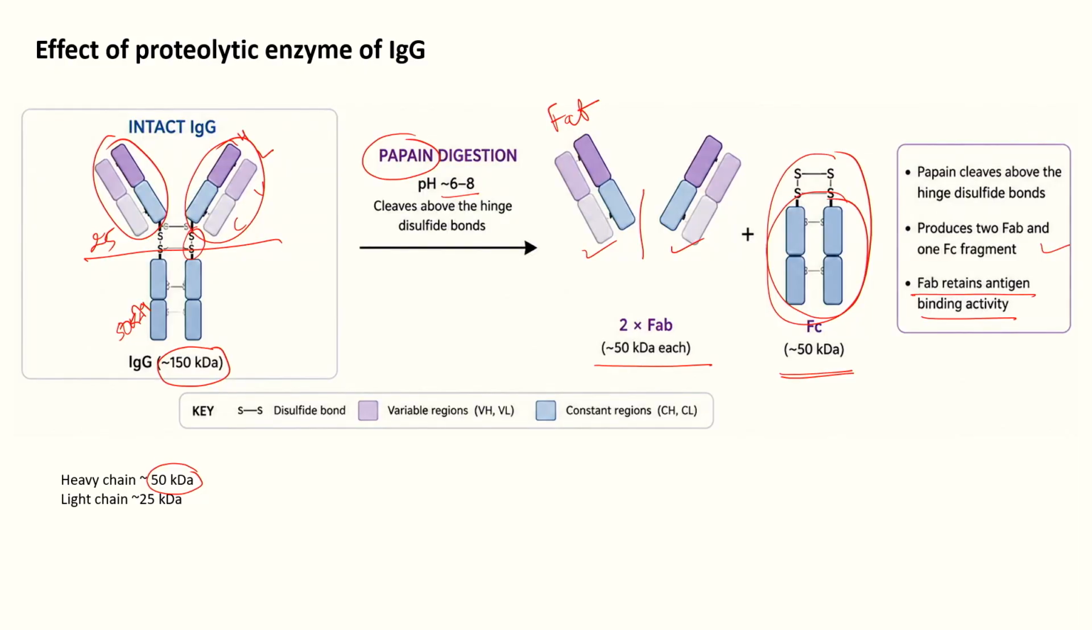When it is digested with a particular protease, it can give us 3 fragments, 2 FAB and 1 crystallization FC fragment, each approximately 50 kilodalton in size. When you run a gel, since these are of the same size, we can see a very thick, intense band at 50 kilodalton, which is a mixture of 2 FAB and 1 FC fragment.